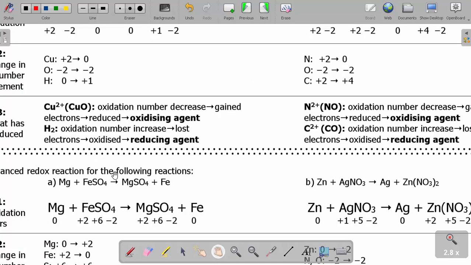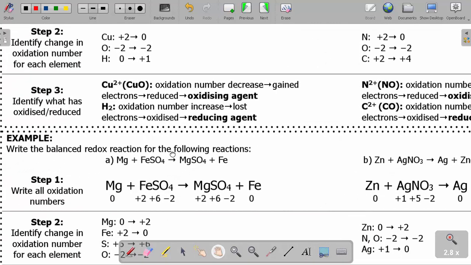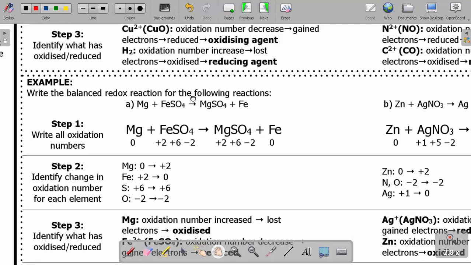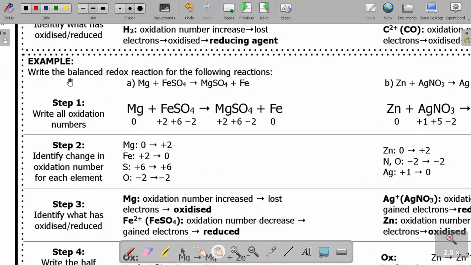Okay, we are almost done, don't worry. Now another example here. It says write the balanced redox reaction for the following reactions. This is magnesium plus iron sulfate to give us magnesium sulfate plus iron.